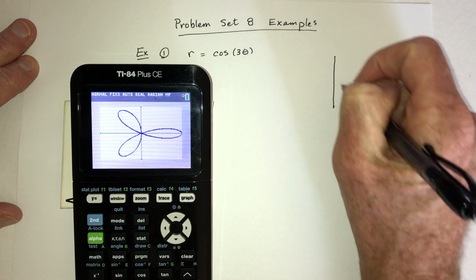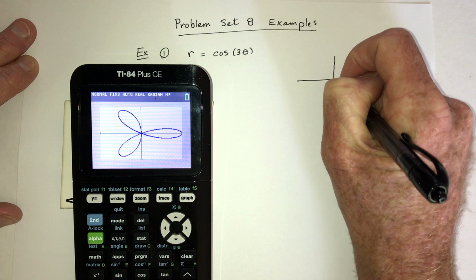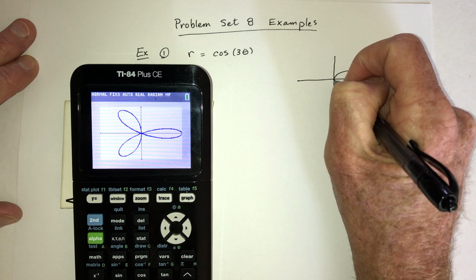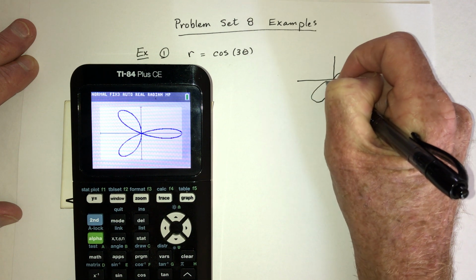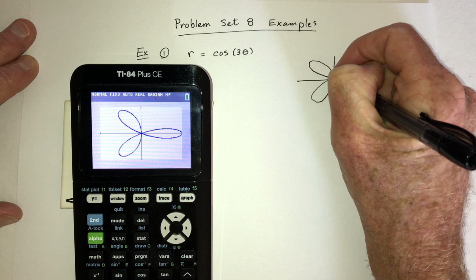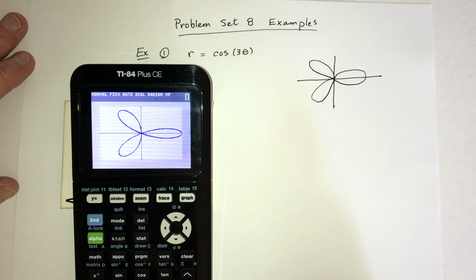So there's one branch of it, or one petal of it, right here. There's another petal right here, and there's another petal there. Okay, so that's graphing it.